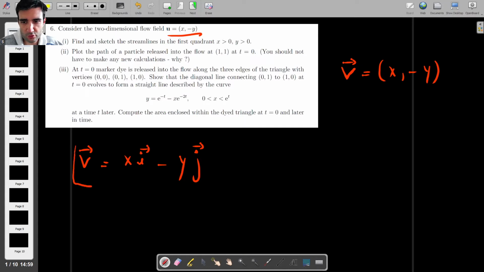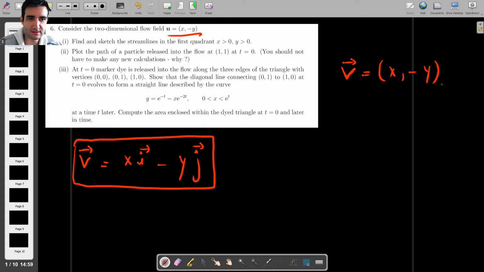So if we were to write this as a vector, which is what it is, this is how we can do that without necessarily using the bracket notation. Now in the first part of the question, we have to find and sketch the streamlines in the first quadrant. And the first quadrant is the same as the first quadrant in trigonometry. That's where x and y are both positive.